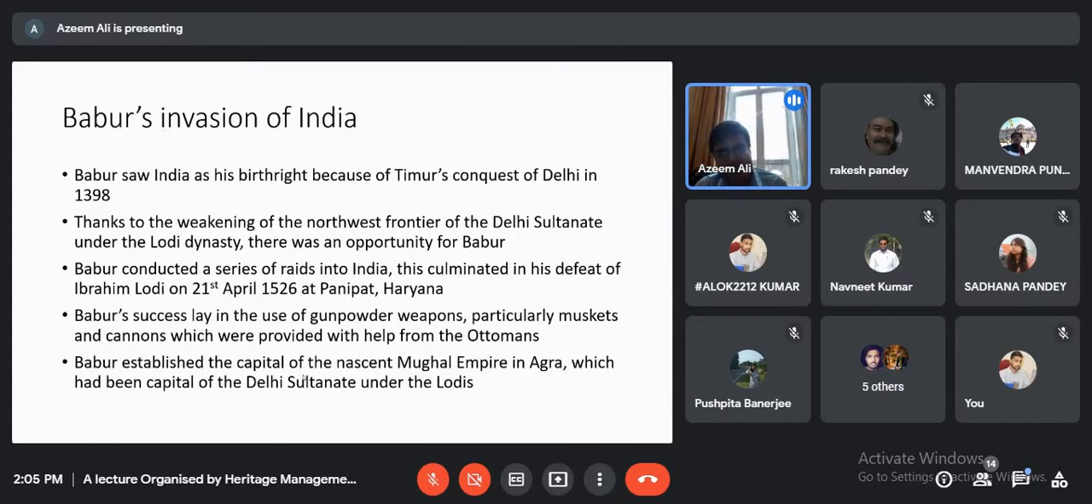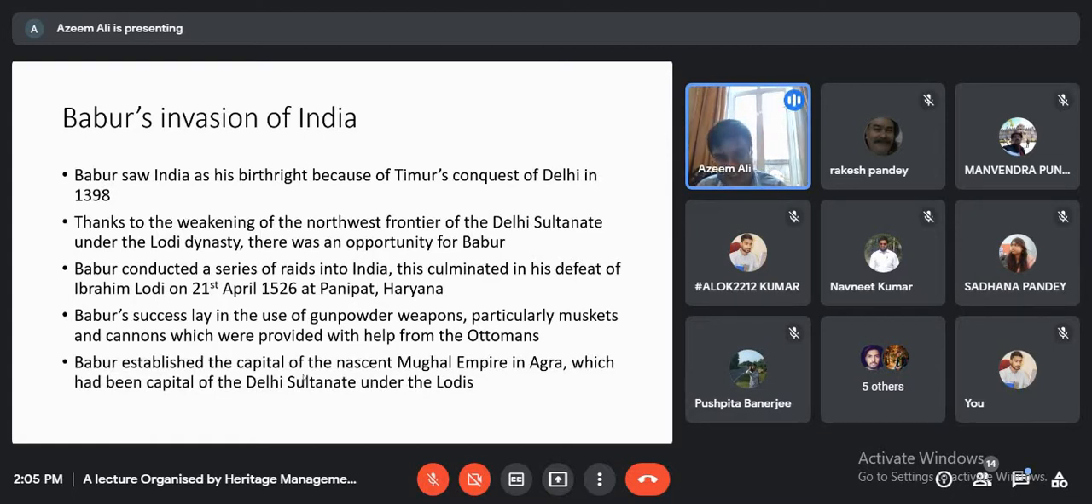Babur saw India as his birthright because of Timur's conquest of Delhi in 1398, which I had described in a lot of detail in my previous lecture. And thanks to the weakening of the northwest frontier of the Delhi Sultanate under the Lodi dynasty, there was an opportunity for Babur to invade. Babur conducted a series of raids into India, and this culminated in his defeat of Ibrahim Lodi on the 21st of April 1526 at Panipat in Haryana.